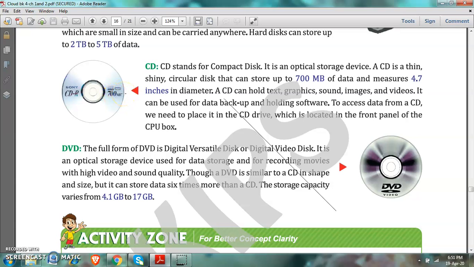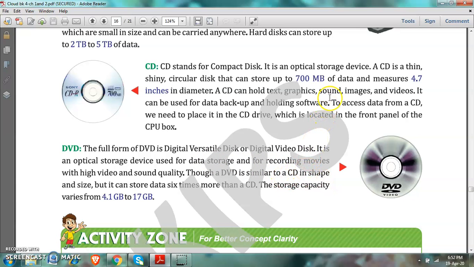Okay, now come on. This device also looks like a CD, but there is some difference you will read here. See, the full form of DVD is digital versatile disc or digital video disc. Both are right. It is an optical storage device used for data storage and for recording movies. It is also an optical storage device used for storing data, but we can use a DVD for recording movies.